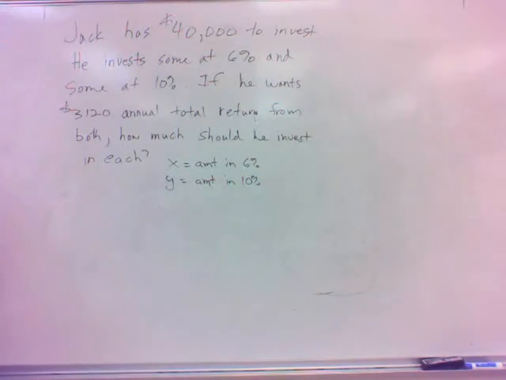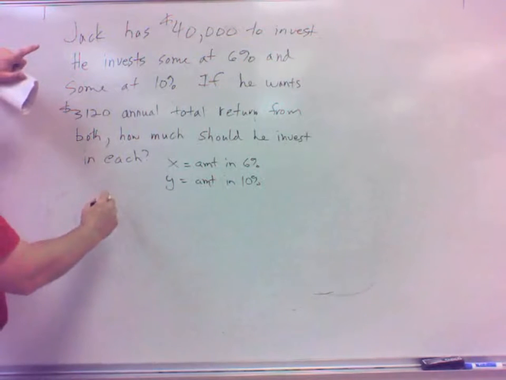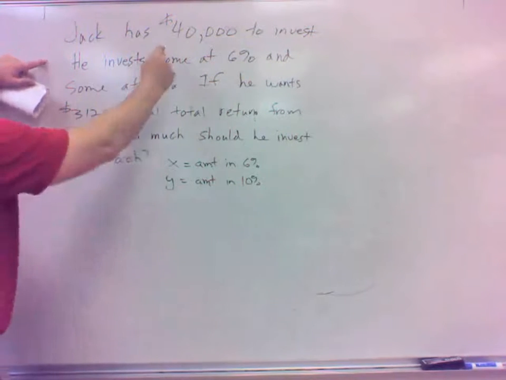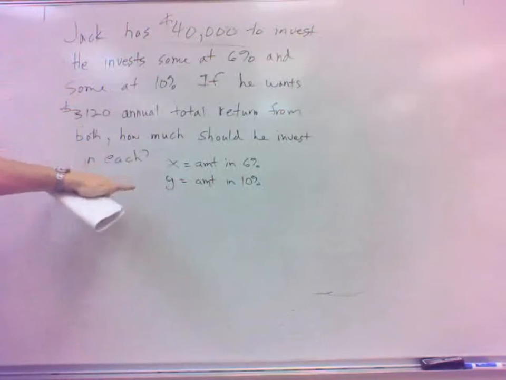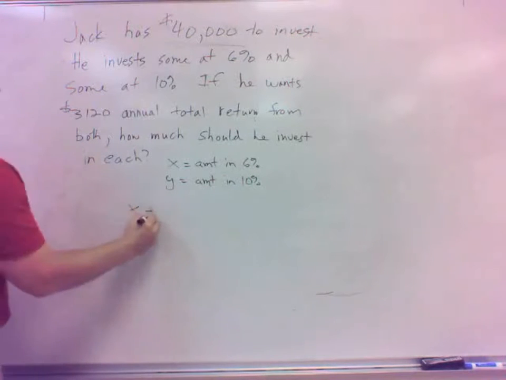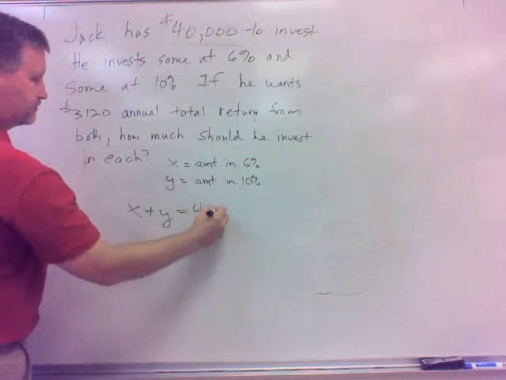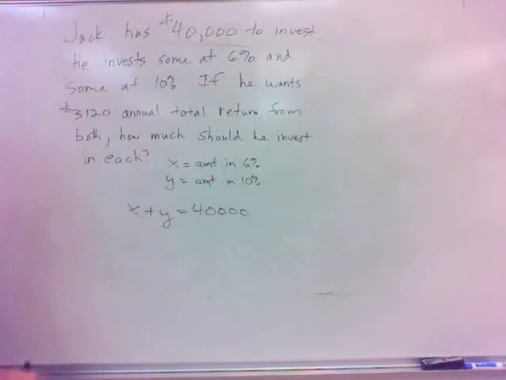I can generate here two equations from the given information. Equation 1 is this. Since I know the total is going to be 40,000, wouldn't the x plus the y equal 40,000? So that's an easy one there. So that's our total investment equation. So start with that.